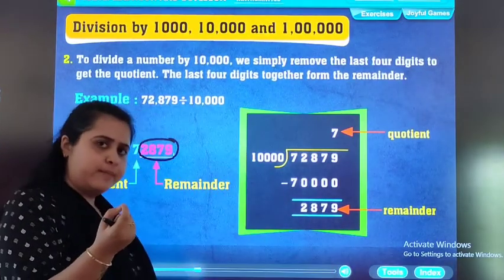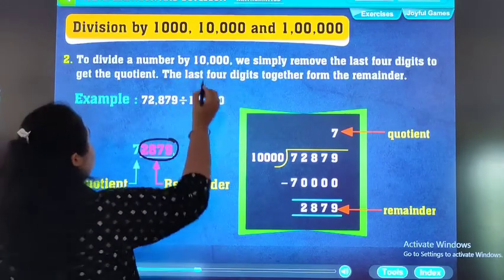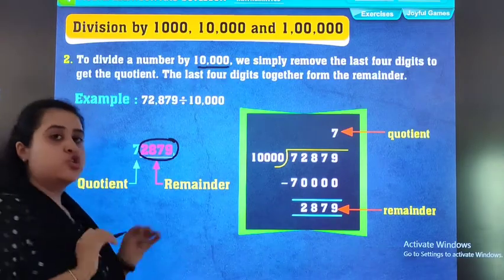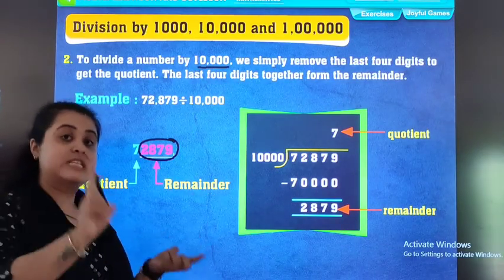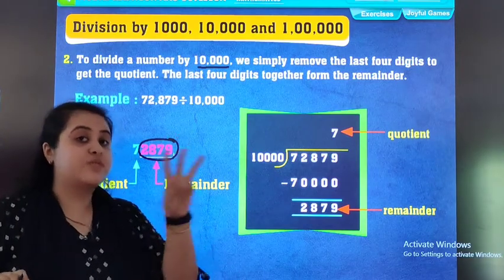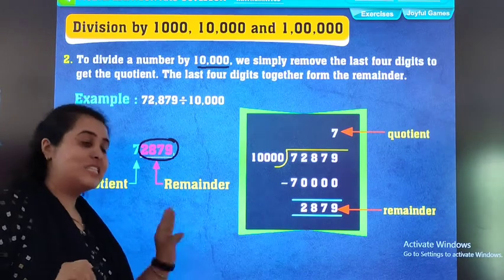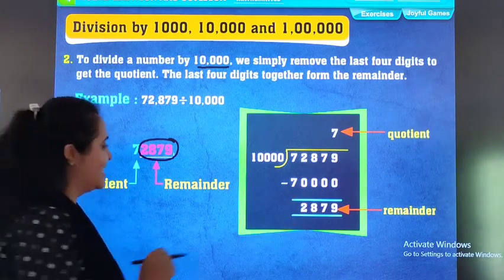All in all, the shortcut for 10,000 is 4 zeros. 1, 2, 3, 4. So the last 4 digits will remain as the remainder. The same case will go with 1,000. 1,000 has 3 zeros only. So the last 3 digits will remain as the remainder, right?